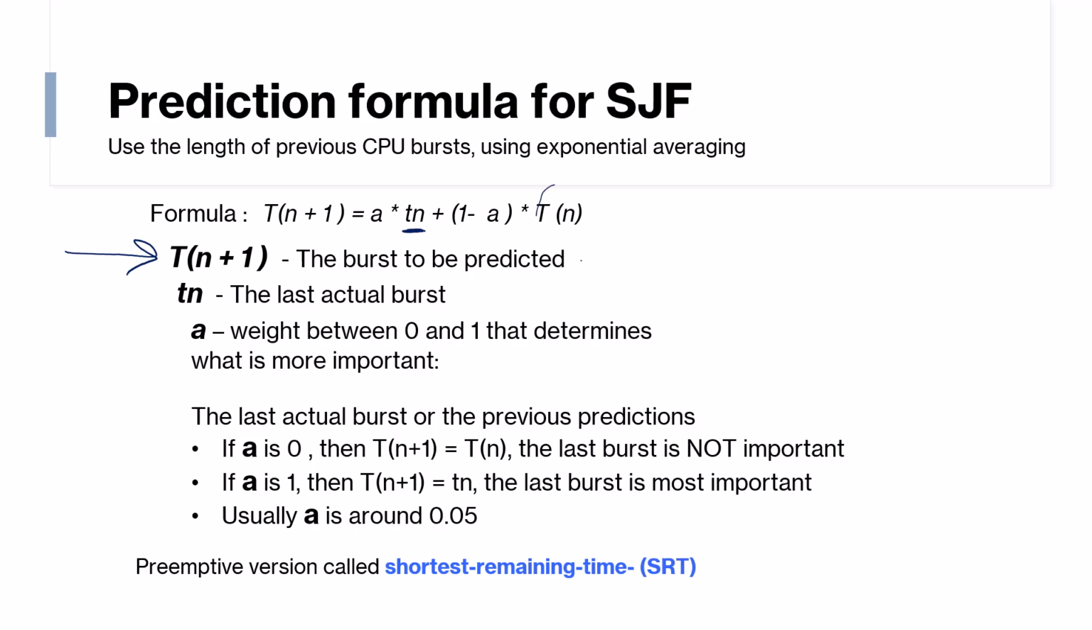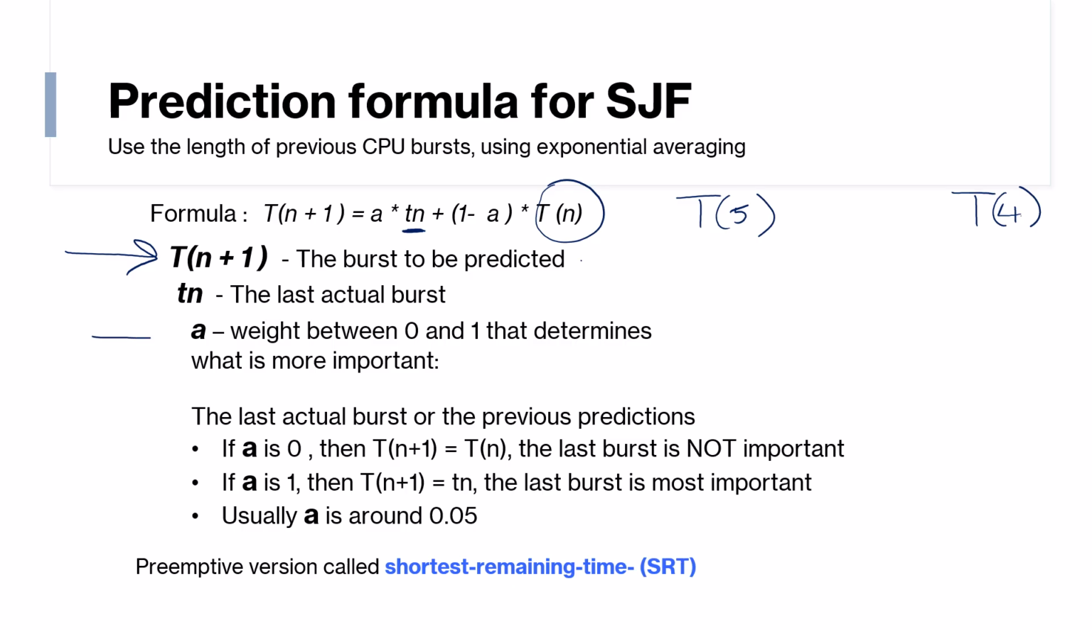This is the average of all of the previous bursts that have happened. So if you're predicting T of 2, then this over here would be T of 1. Or say you're predicting T of 5, that would have been the prediction from T of 4. So you use the exponential averaging to start with a T of 0, get the T of 1, get the T of 2, T of 3, T of 4, etc.